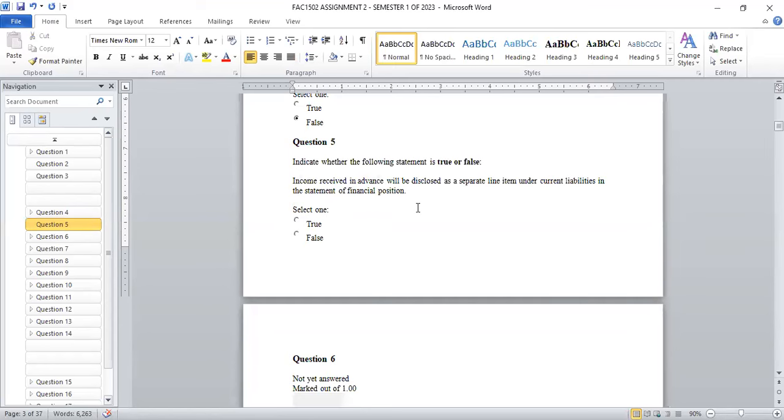Indicate whether the following statement is true or false. Income received in advance will be disclosed as a separate line item under current liabilities in the statement of financial position. That's true.